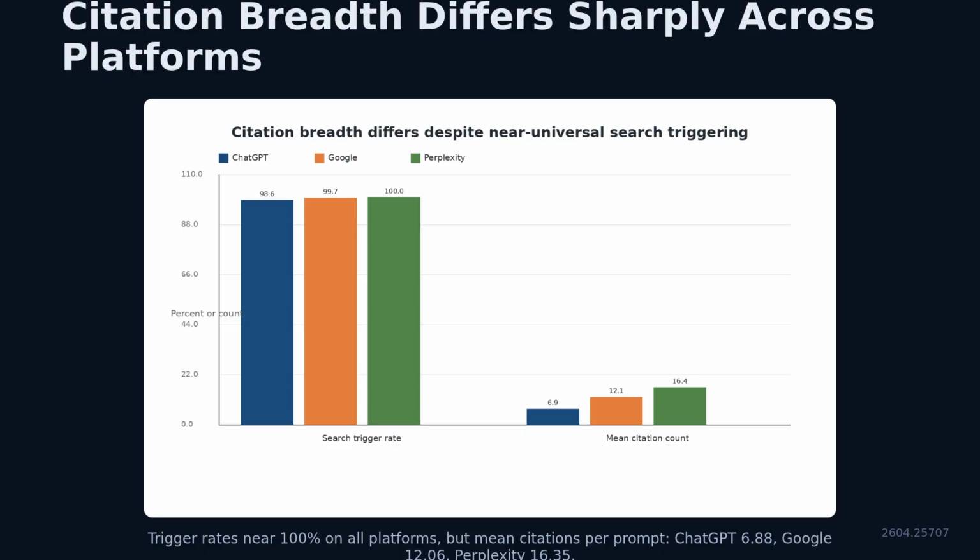Now let's look at the headline finding on citation breadth. Search triggering is essentially universal. All 3 platforms fire a search for nearly every prompt, but the number of sources cited differs dramatically. Perplexity averages over 16 citations per prompt, Google averages 12, and ChatGPT averages fewer than 7. A naive reading might conclude that Perplexity is the best platform to target because it cites more sources. That conclusion, as you're about to see, would be seriously mistaken.